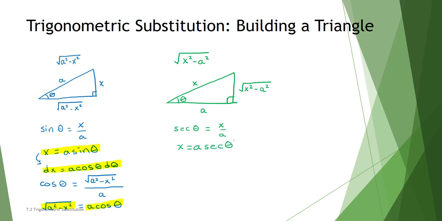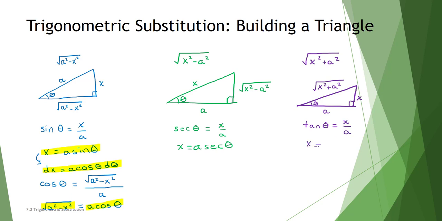Lastly, you may have the square root of x squared plus a squared. In this case, we'll put the x on the opposite side, the a on the adjacent side, and this radical will give us the hypotenuse. So we can read off that tangent of theta is x divided by a, or in other words, x equals a tangent of theta.